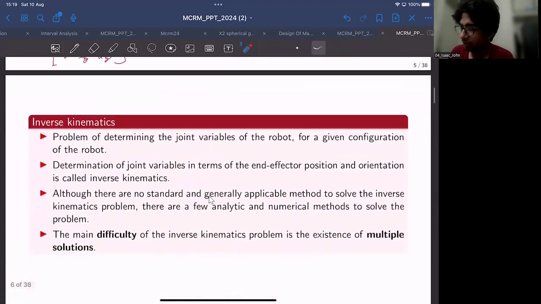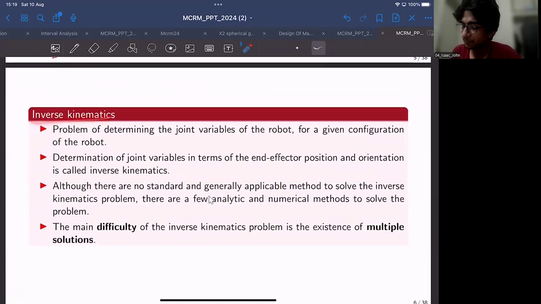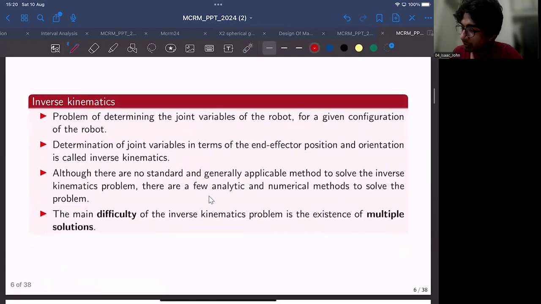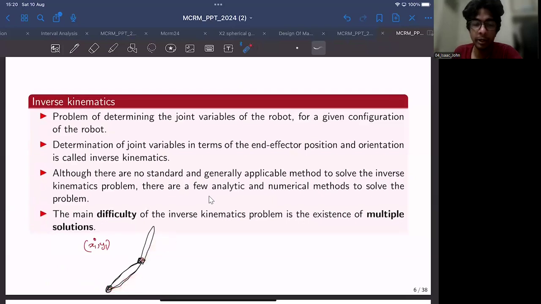Okay, so now we move on to inverse kinematics. Again, just like I have mentioned, it's a problem of determining the joint variables of the robot for a given configuration of the robot. Just like the example we considered earlier for a 2R robotic manipulator, let this be a general configuration of a 2R robot, assembled using revolute joints. If you want the robot to move to this position x1, y1, what should be the joint coordinates θ1 and θ2, right? Because that is what you want to input into the motors to realize this position.